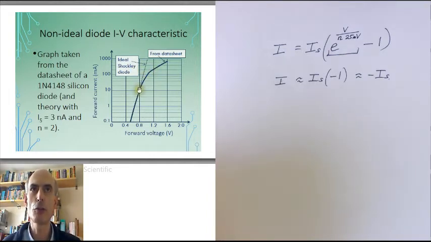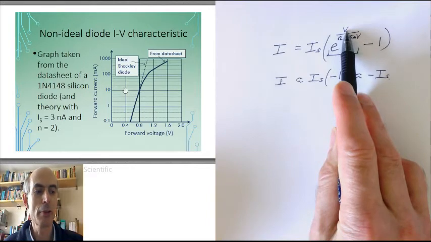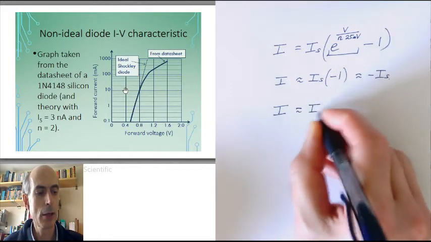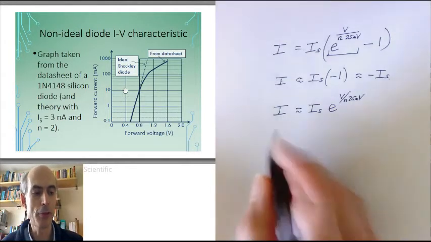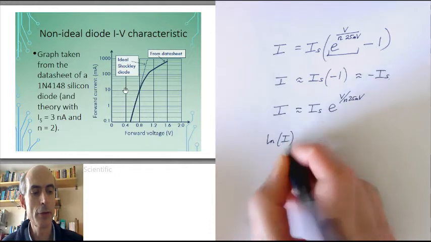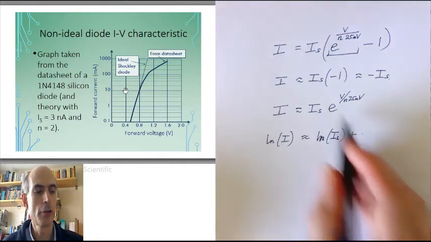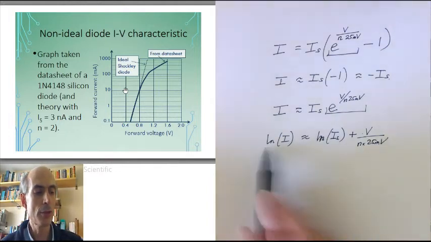The ideal Shockley equation should follow this almost straight line. And it's almost a straight line on this graph because I'm plotting the logarithm of the forward current against the forward voltage. Now, when I can neglect this -1, which I typically can for all reasonable forward voltages where I have a lot more than the saturation current flowing, then I can approximate the Shockley equation as the current is the saturation current times e to the power of V over n times 25 millivolts. And if I take the logarithm of this, I would get log of the current is approximately equal to the log of the saturation current plus the log of this term. The log of this term is just V over n times 25 millivolts. Well, that is the equation of a straight line.